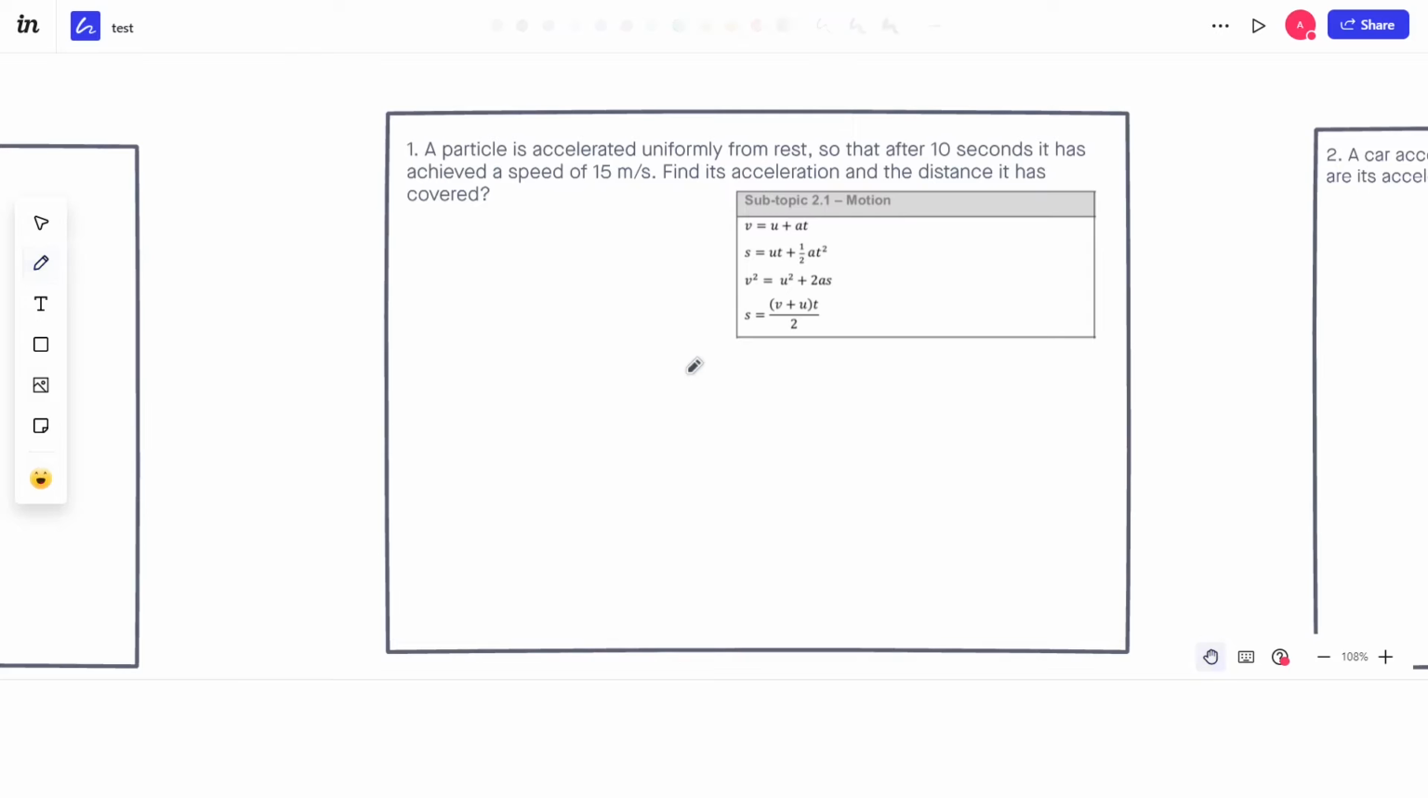So the first and most basic question is that a particle is accelerated uniformly from rest, so that after 10 seconds it has achieved a speed of 15 meters per second. Find its acceleration and the distance it has covered.